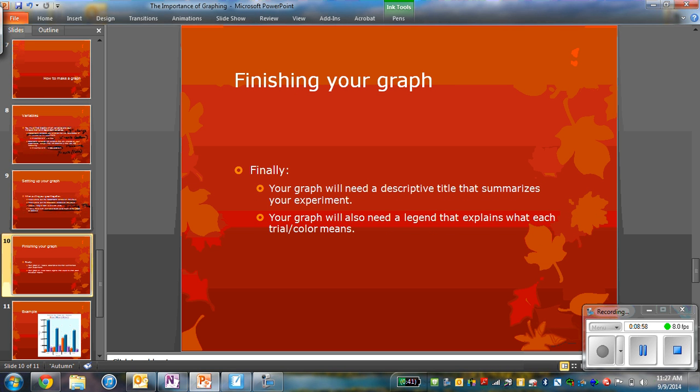Finally, if we want to finish our graph, you need a descriptive title, which I explained a few seconds ago. A descriptive title is better. If you just put down there graph, or points, or population, it's not explaining to the reader what is in your graph. So you have to have a descriptive title, and your graph also needs a legend based on how many colors or lines or shapes you used in your graph. So you have to tell the reader what is in your graph.